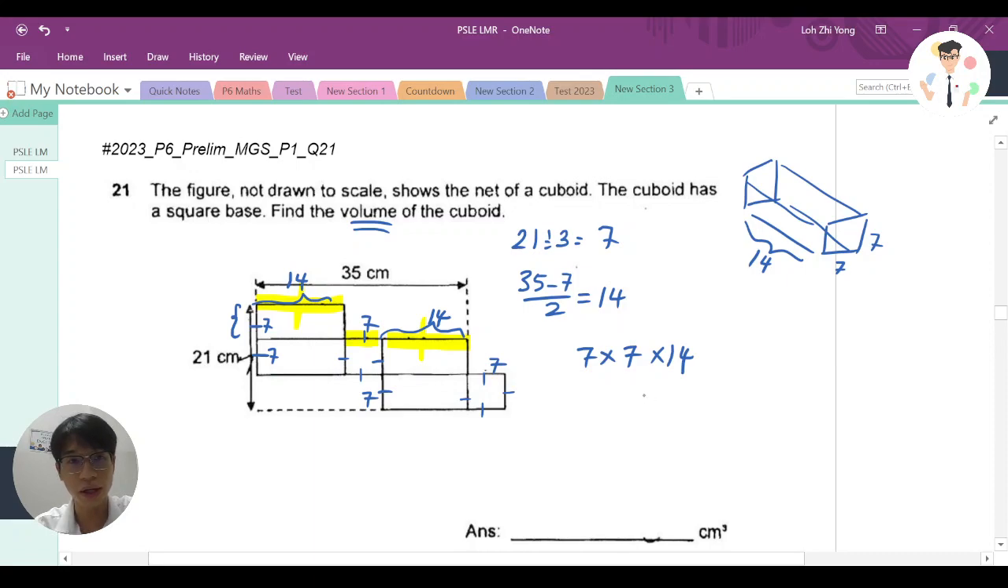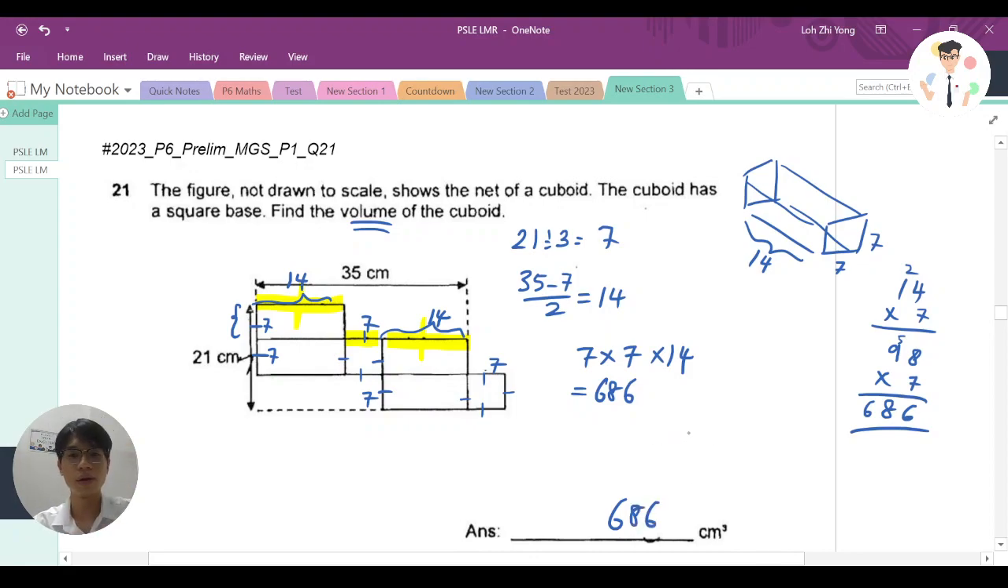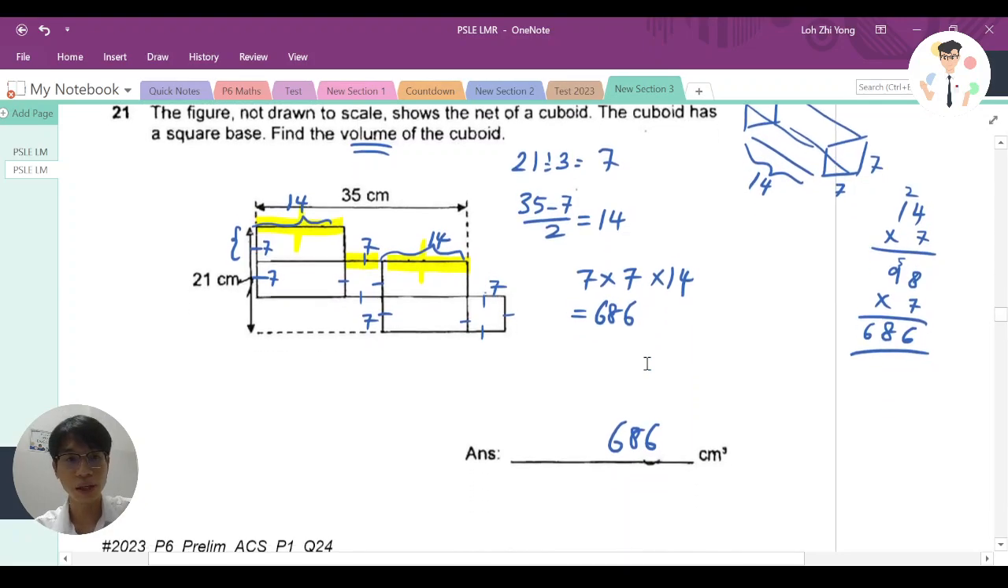And if you press on your calculator, which you are not allowed, okay, then we just times manually. So 14 times 7, 7 times 4, 28. 1 times 7, 8, 9. So 98. Then I times 7, 8 times 7, 56. 9 times 7, 63. Plus 5, 68. So 686. So 686 cm cubed. And we're done for this question. Okay, let's move on to our next question.